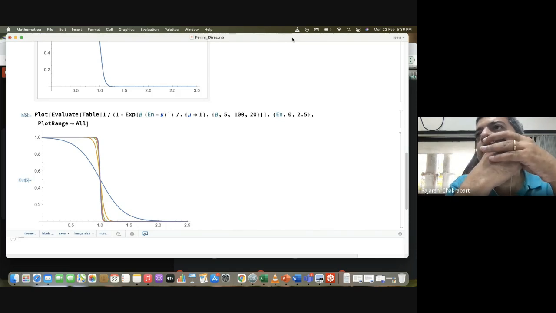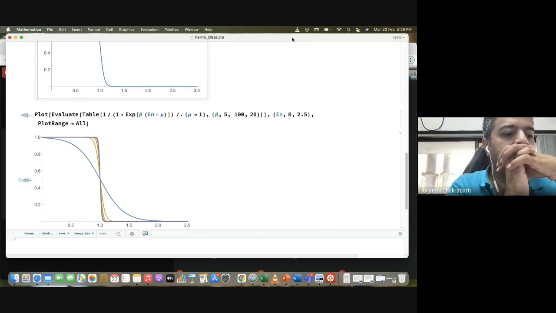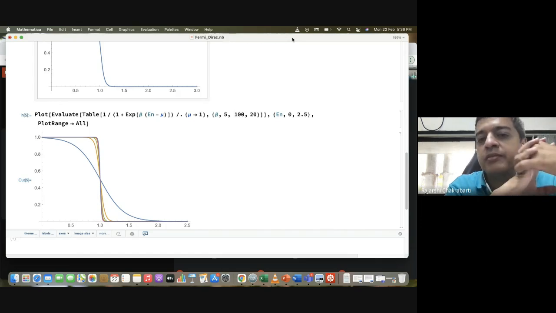So epsilon minus mu is something like energy per particle. Okay, epsilon minus mu, and n is the occupation number. If I multiply epsilon minus mu with the occupation number, that will give me the effective Hamiltonian for the system. I'm not going to do it, I'm just giving you a hint.